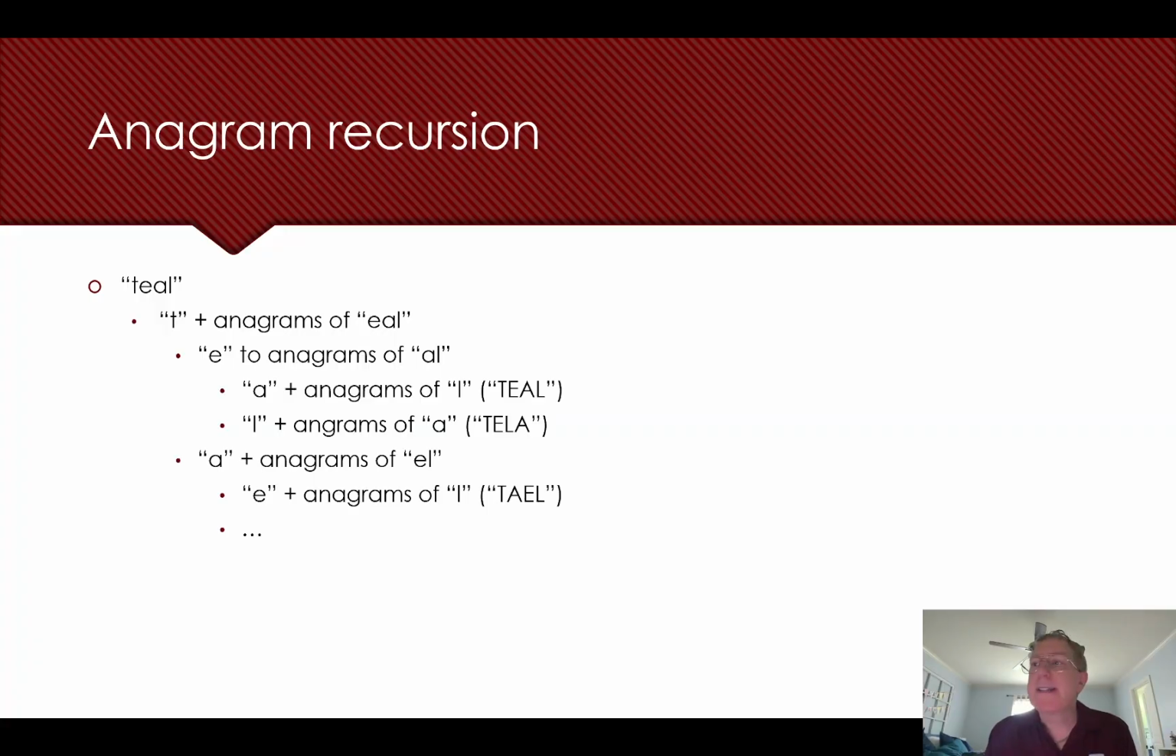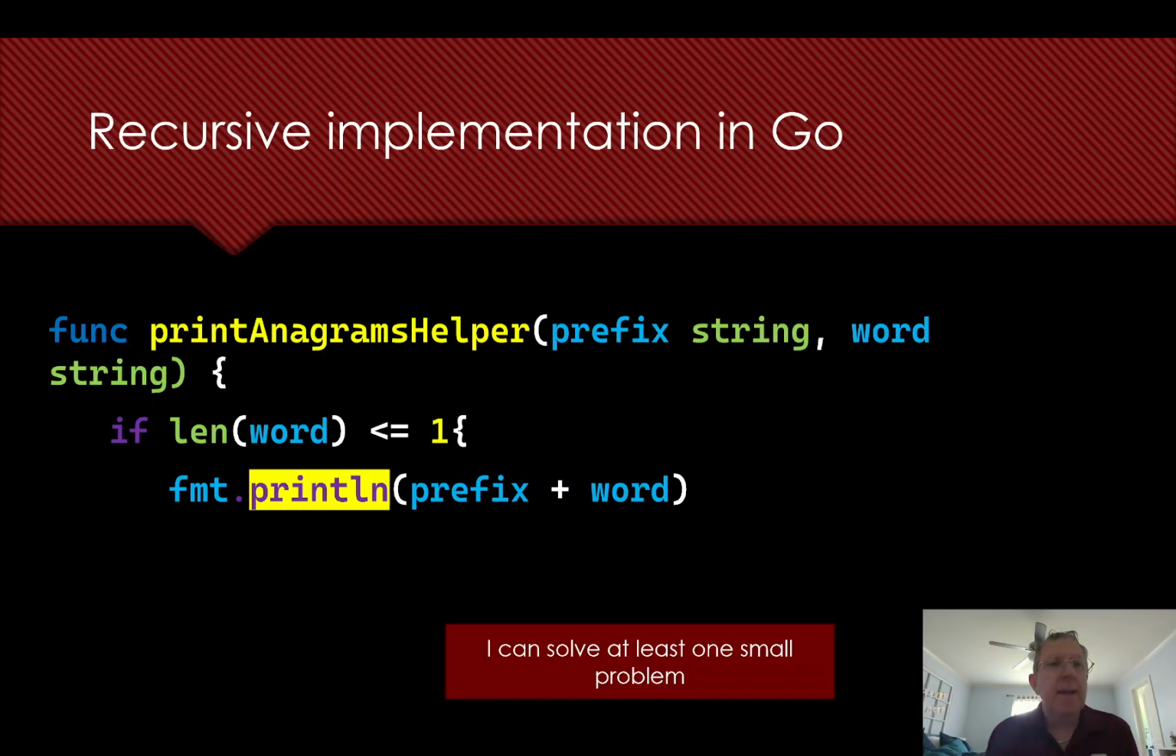Each 3-letter word gets anagrams by putting a letter on the front of anagrams of 2-letter words. Each 2-letter word gets anagrams by putting a letter on the front of anagrams of 1-letter words. Each 1-letter word is its only anagram, so the process will stop. Now let's talk about how to translate this into code.